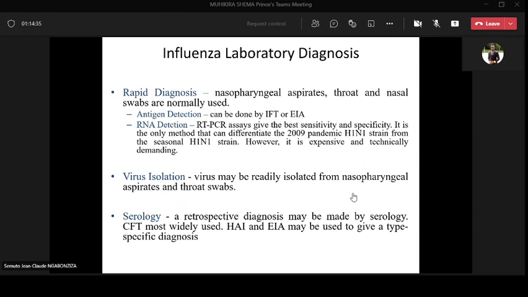So how do we diagnose influenza? So we have rapid diagnosis where we can do the aspirate throat or nasopharyngeal swab tukakora antigen detection. Immunofluorescence test cyangwa enzyme immunolinked assay, so tukadetectinga les antigens za influenza cyangwa tukakora RNA detection dukoze reverse transcriptase PCR. And iyi ngiyi izadufasha no kudifferentiatinga H1N1 from the seasonal H1N1 strain. Shobora kutwereka new strain.